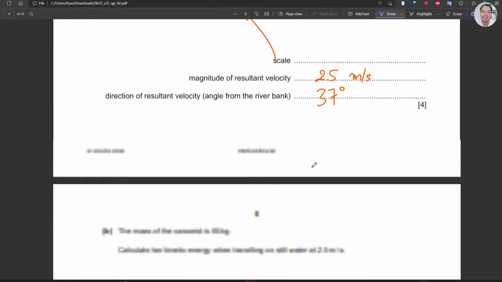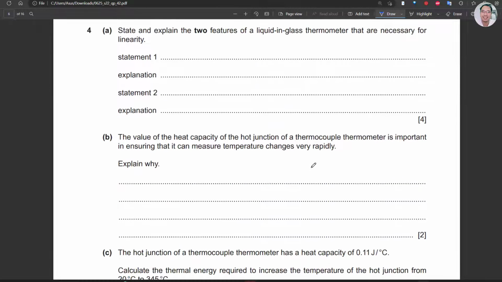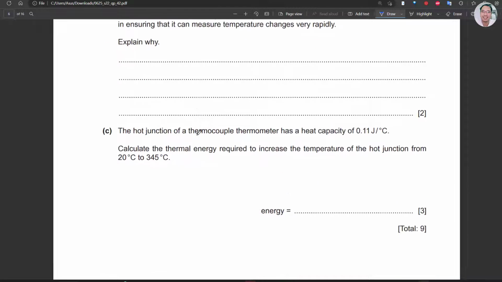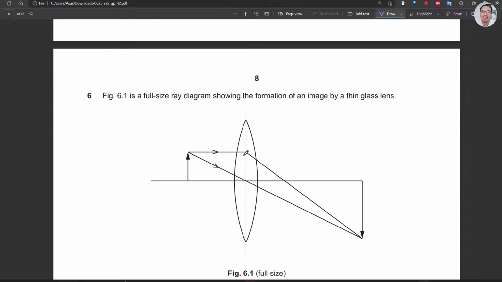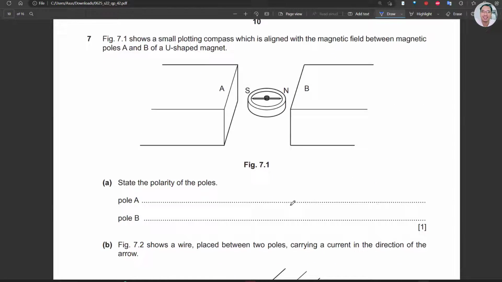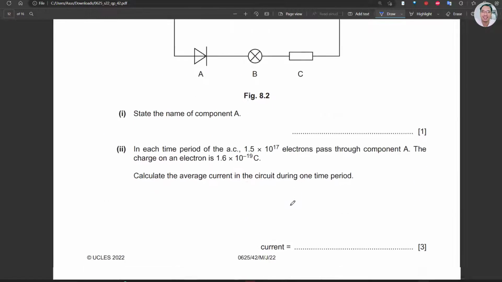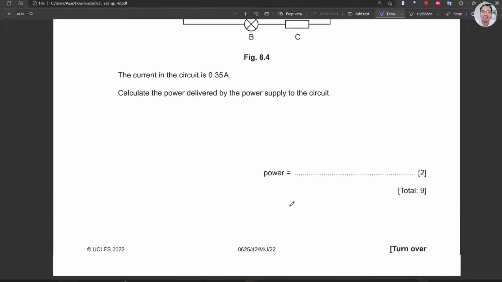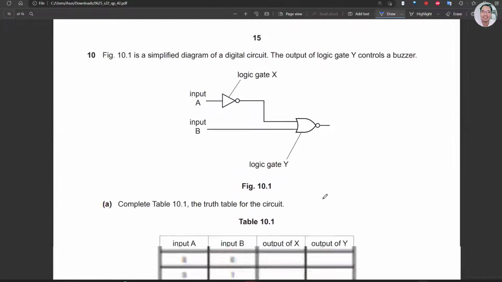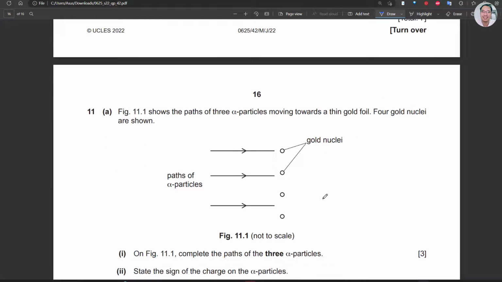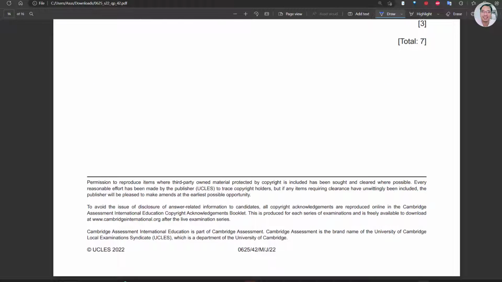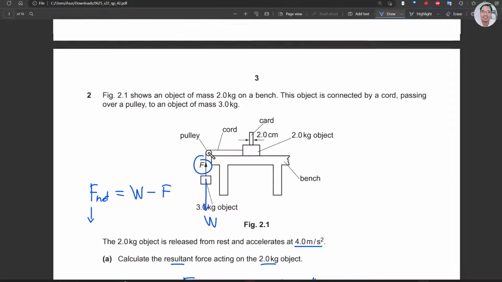So this is about vector addition, nothing about motion. Okay, question 4. State and explain two features of liquid in glass thermometer. Ignore that, skip. Sound wave, skip. Light refraction, skip. Magnet, no. Only one question about the mechanics like that, huh? Electric circuit, okay. Alpha particle, moving forward, okay. Done. That is only one question, two questions about motion, Newton's law here.